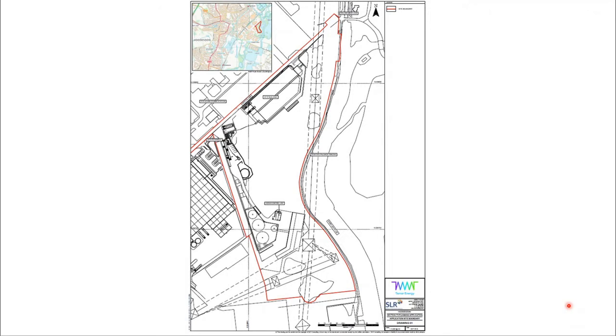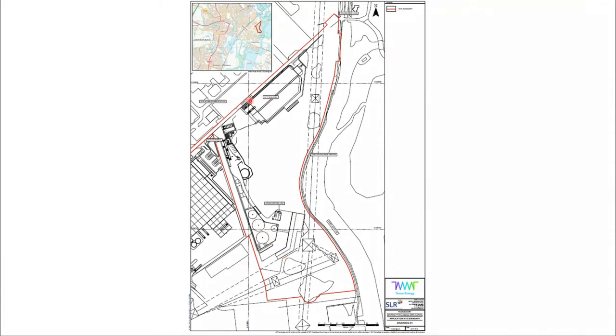So planning permission was originally granted in 2012 for a sustainable energy facility. And I'll just show you here that this is the extent of the site. It comprises two separate components. You've got an advanced thermal treatment facility here, and you've got an anaerobic digestion facility here.